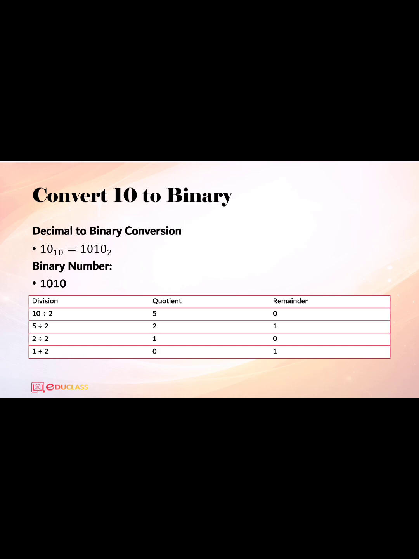Once this is done, we will look at the remainders, and from the bottom, as we have identified before also, that to identify the binary numbers, we will always start the number from the bottom. So the first number will be 1, which is at the bottom, then it will be 0, then it will be 1, then it will be again 0. So 10 to the power 10 will now be converted into binary form, which is 1010, whose base is 2.